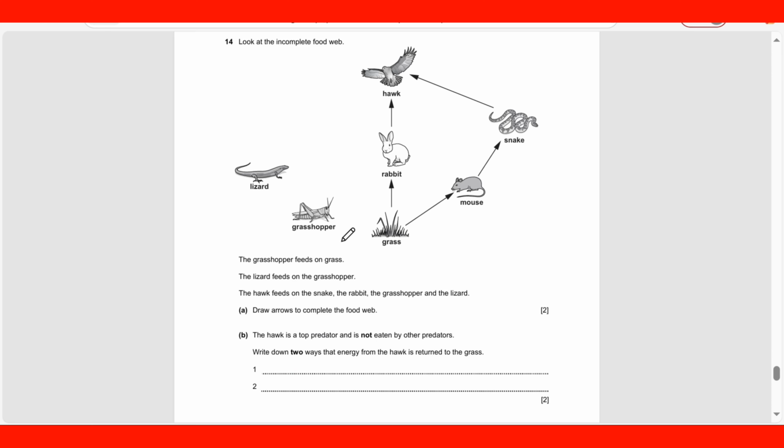Next, move on. As you can see in number 14, look at the incomplete food web. Here, the grasshopper feeds on grass, and the lizard feeds on grasshopper. The hawk feeds on snake, rabbit, grasshopper, and lizard. That's the hawk. Now A, draw arrows to complete the food web.